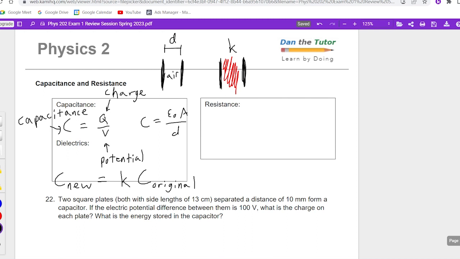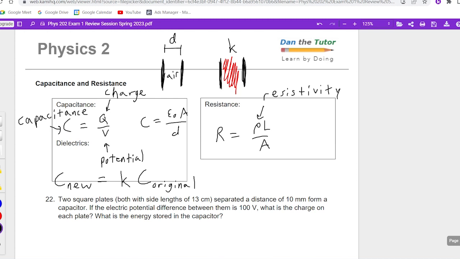And there we go. And then for resistance, resistance has its own equation. R equals rho L over A. That is not P. If you ever say P, I will correct you. That is the Greek letter rho. It looks curvy, and that's it. Now, rho is called the resistivity. What the heck is resistivity? It's saying how resistive is your metal.